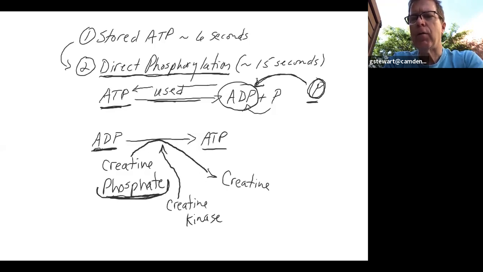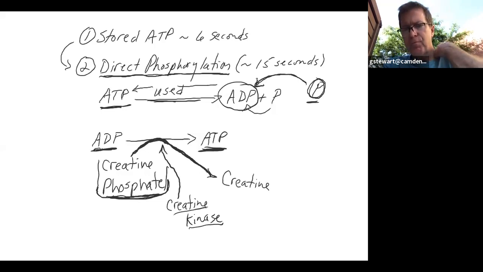So we need to borrow from creatine phosphate, the phosphate molecule, stick it on the ADP, and this enzyme allows us to do that, and we end up with creatine and ATP. Now we can reuse this ATP again. So that's the second step, direct phosphorylation, that is used.